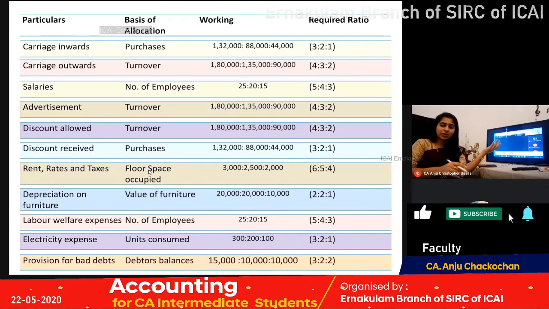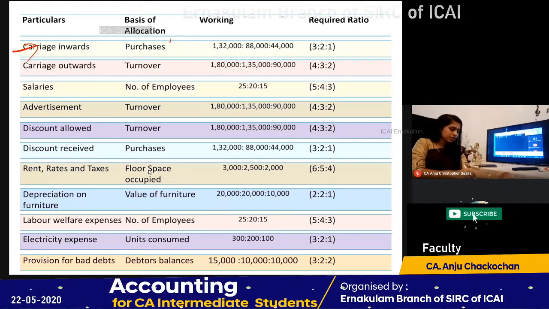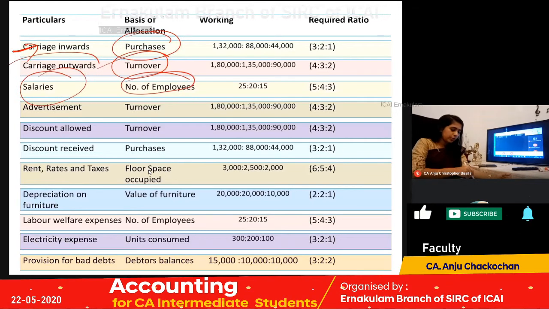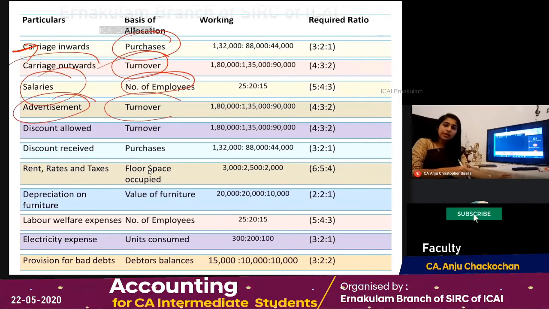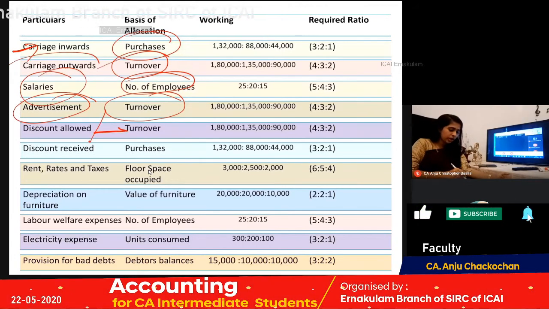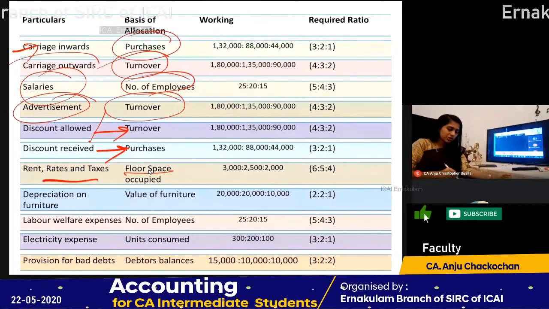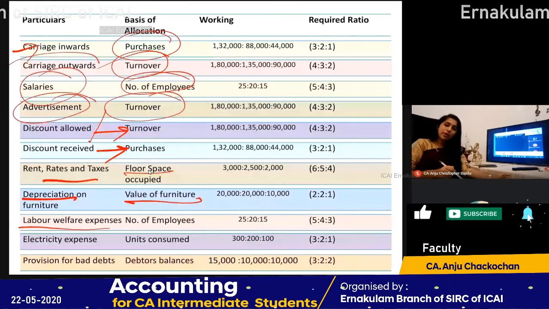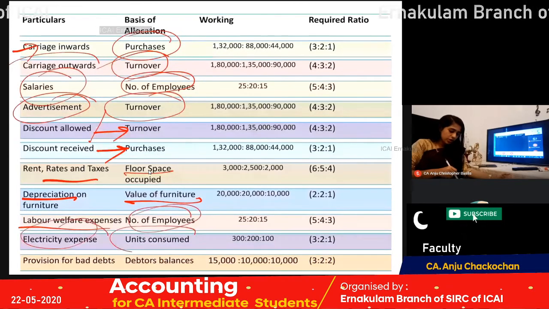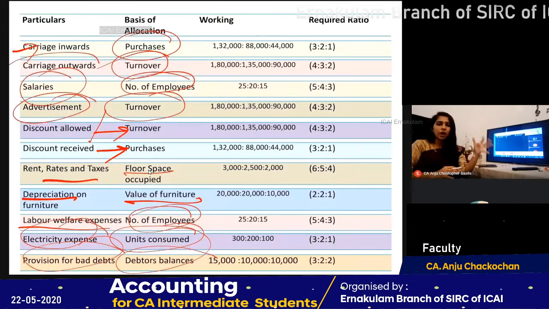So how to compute it? We had carriage inwards allocated on the basis of purchases, carriage outwards on the basis of turnover, salaries on the basis of number of employees, advertisement on the basis of turnover, and discount allowed, because we are giving it to debtors and they are related to sales, on the basis of turnover. Discount received on the basis of purchases, rent on the basis of floor space, depreciation on the basis of value of furniture, labor welfare expenses on the basis of number of employees, electricity on the basis of units consumed, and provision for bad debts on the basis of debtors balance. So this was the ratio in which we allocate the common expenses.